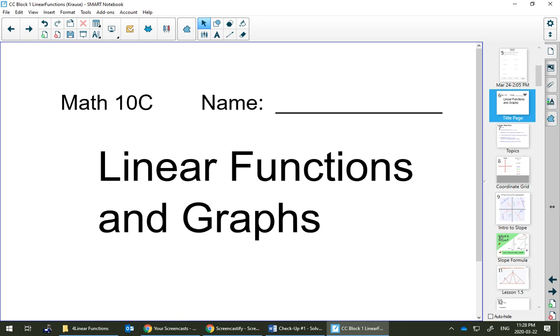Right, so we're going to be starting a new unit today, linear functions and graphs. I know that we've already done a lesson, but that was just on solving equations, which is an important concept that we need to use throughout this entire unit.